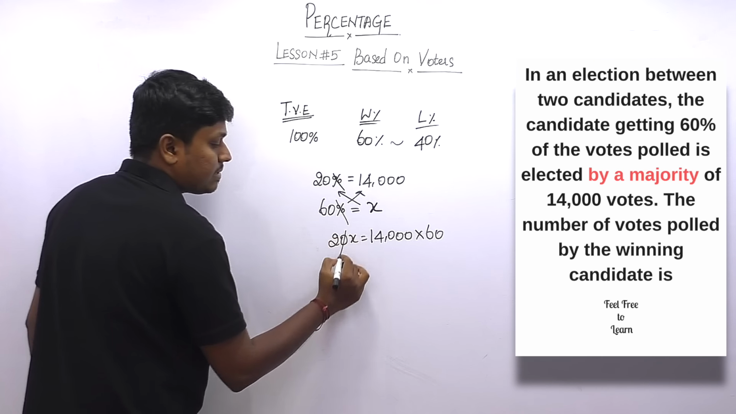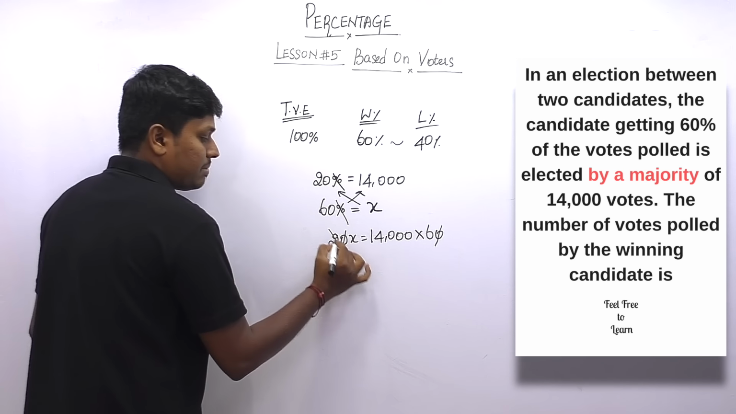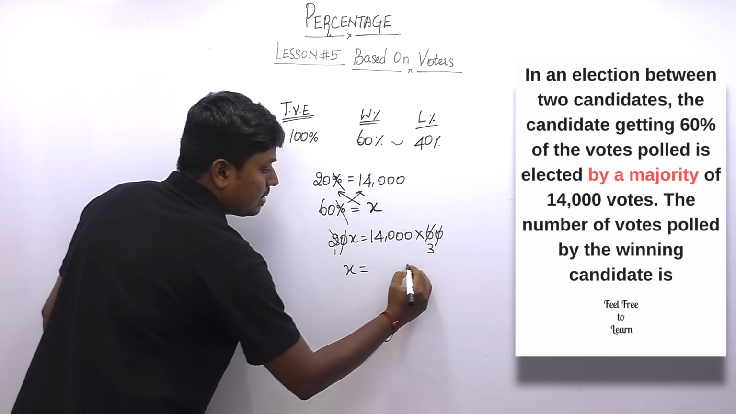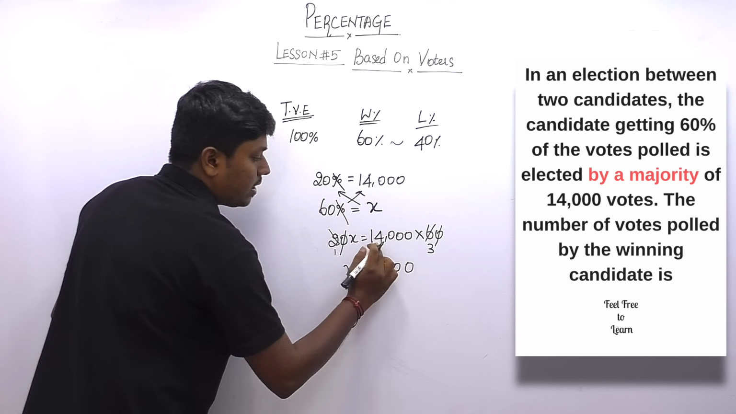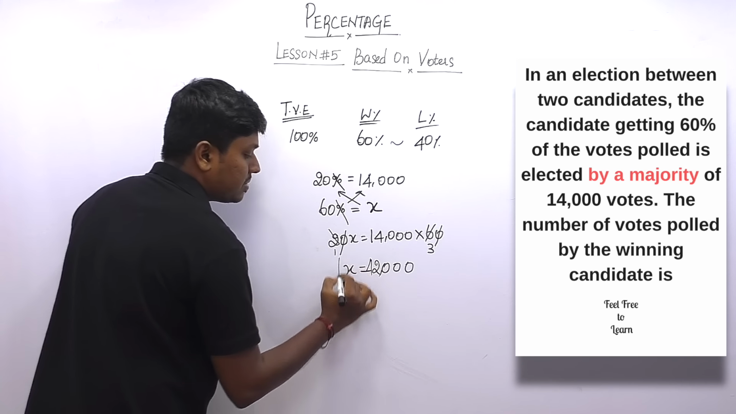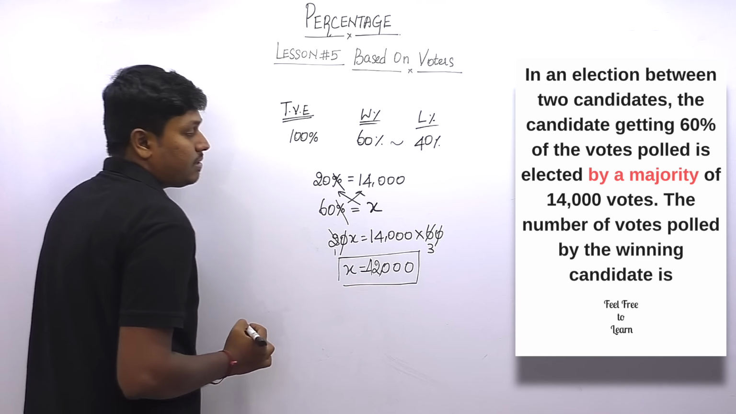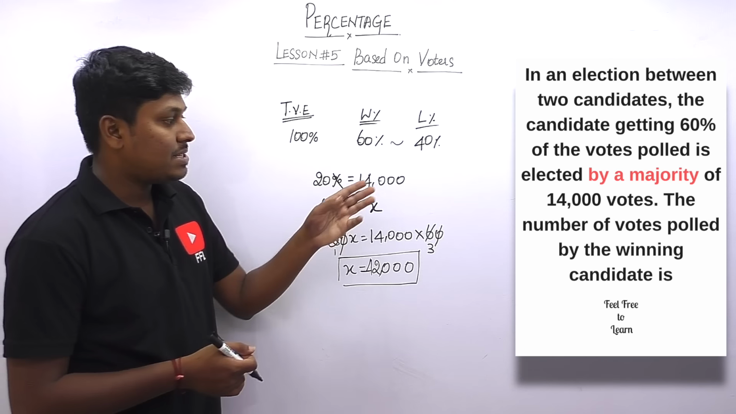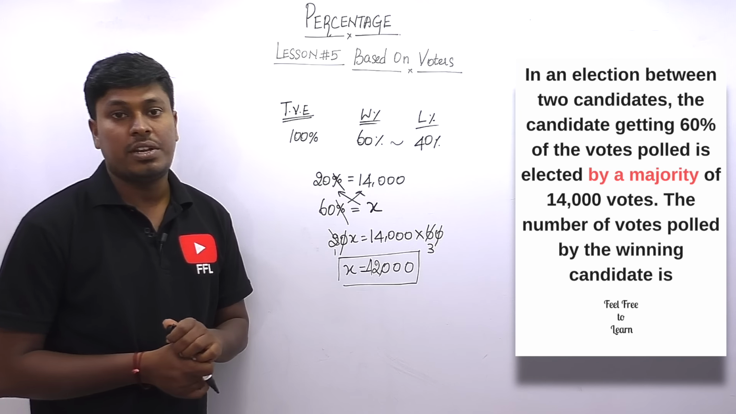Now we can cancel 0 and 0 here. Similarly 1 2s are 2, 3 2s are 6. So finally 0 0 0, 4 into 3 will be 12, remaining will be 1, 3 plus 1 will be 4. So 42,000. So finally we can say that the winning candidate got 42,000 of the total votes. So the answer for this question number 4 is 42,000.